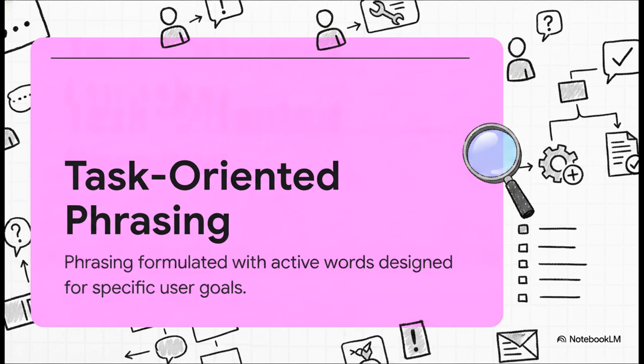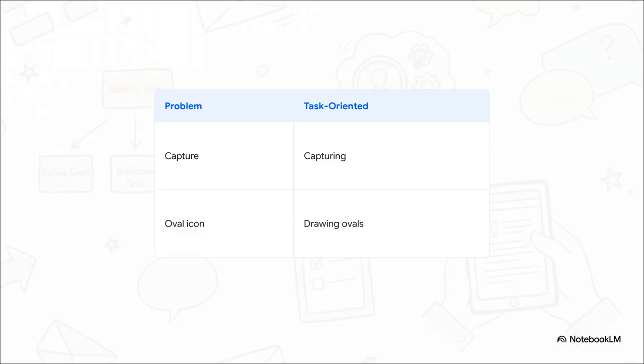We have to completely drop the developer speak, right? We need to format our headings and subheadings with active words. It is literally the difference between labeling a section volume adjustment versus labeling it how to adjust the volume. One is a static thing, the other speaks directly to what the reader actually wants to do. You can really see the stark difference in approach here. Problem phrasing relies on static nouns, capture or oval icon. Those are just things sitting dead on a screen. But task-oriented phrasing uses active verbs, capturing images, or drawing ovals. And that is crucial because it allows users to scan the document, find their exact goal, and get started instantly.